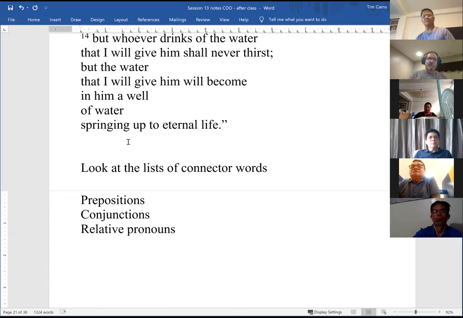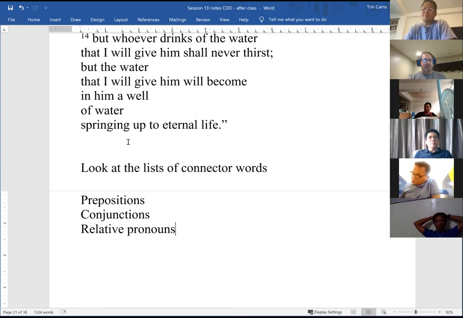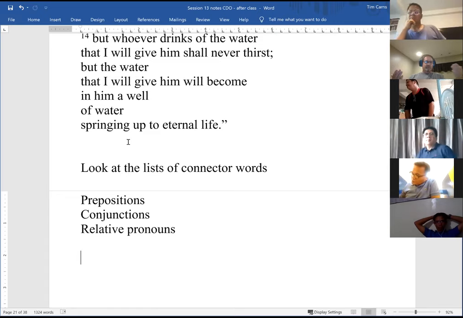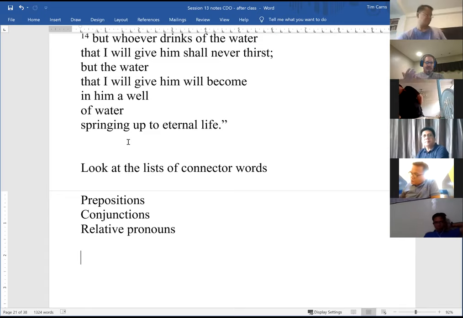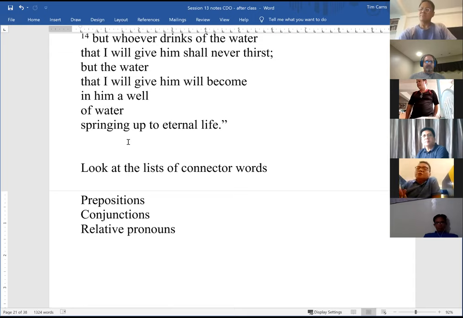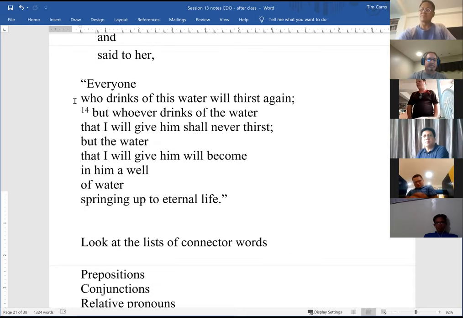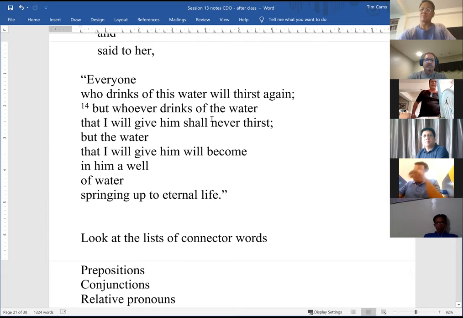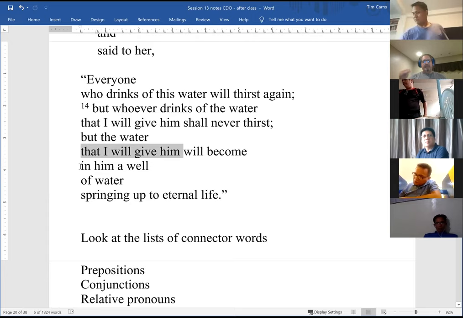Because then you'll identify what does it modify, and how does it modify, all right? And so what I'm going to do is encourage you to look up those lists, and if you're able to print them out or copy them so you can have them with you, and as you look at a text, just kind of look through and see if you can identify those connector words, all right? And then when you do, just like I did, you break the sentence here. So that I will give him, in him a well. So these are all phrases that we're going to next week see how they connect together.